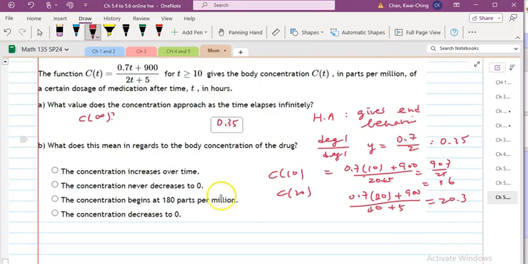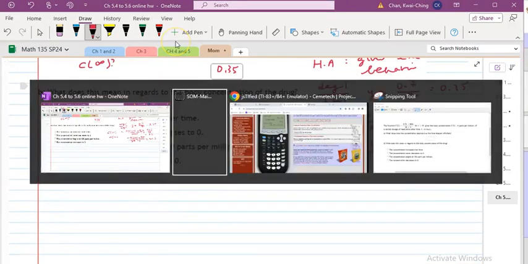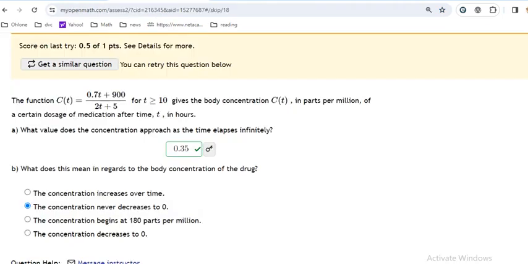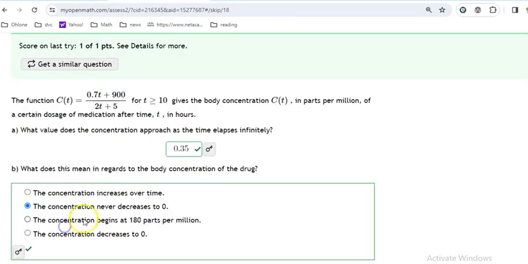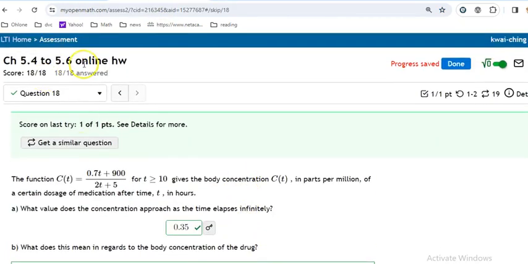Never decrease to 0. Oh, did I put it in already? Yeah, so submit again, it should work now. Okay, so that is all for this homework. It's quite long, but you can follow along and get help.